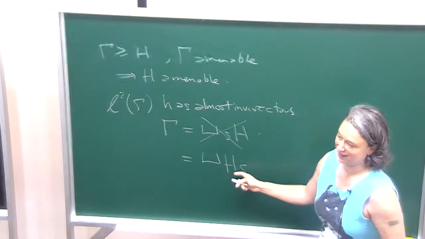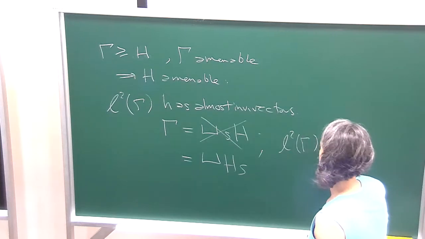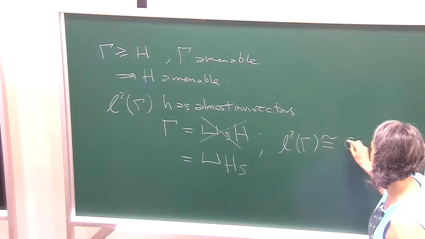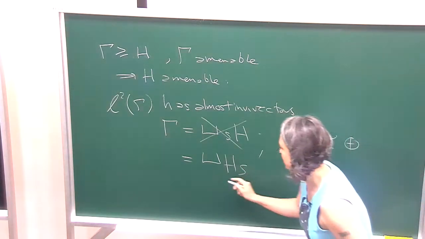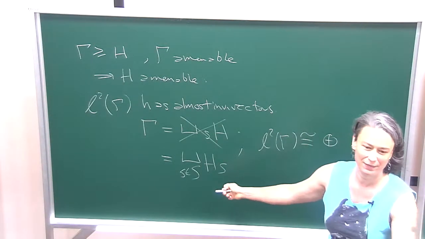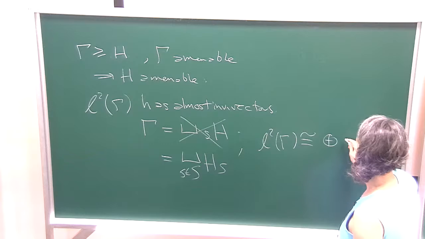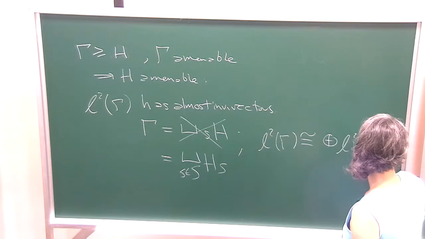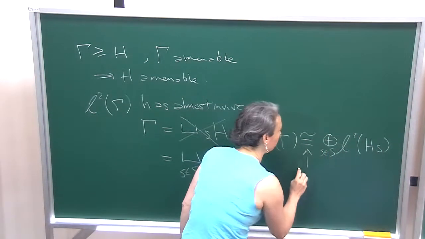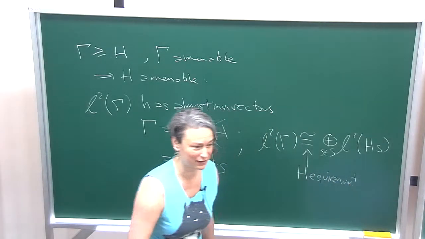Okay, now H acts very nicely on this, and we have that L2 decomposes. This is from one of the exercises before this one. Here S is my coset representatives. I'm writing S so that it matches what you did in the other exercise. And this is L2 of HS, S and S, right? And this isomorphism is H equivariant. That was part of the exercise as well.